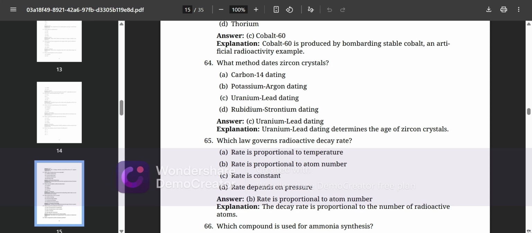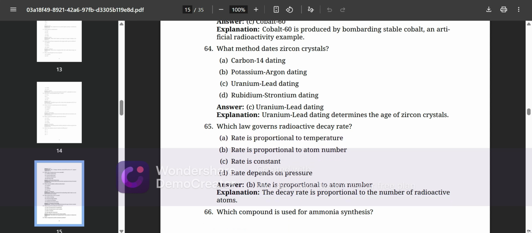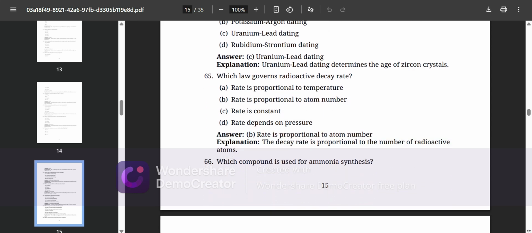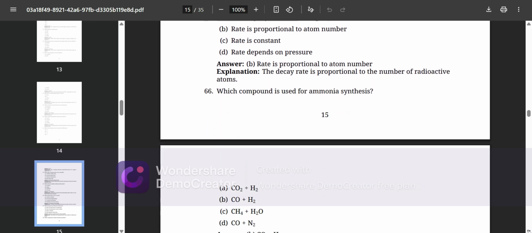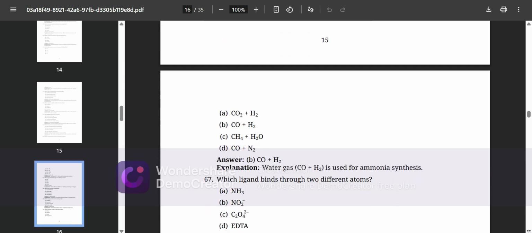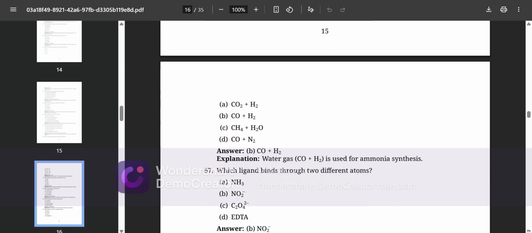Which law governs radioactive decay rate? Rate is proportional to atom number. The decay rate is proportional to the number of radioactive atoms. Which compound is used for ammonia synthesis? Water gas, CO plus H2, is used for ammonia synthesis.